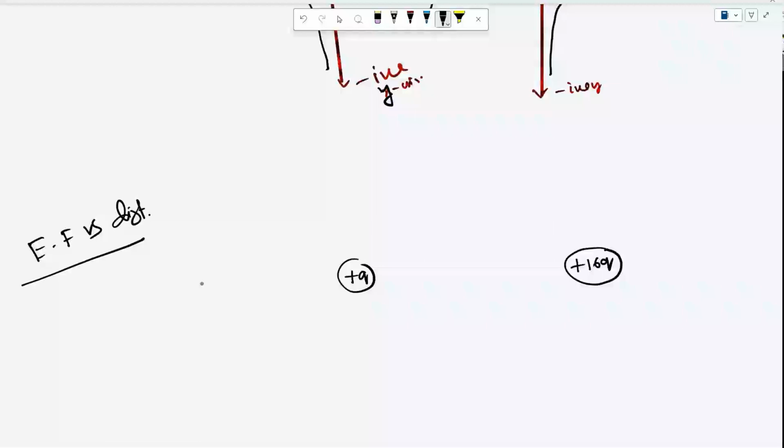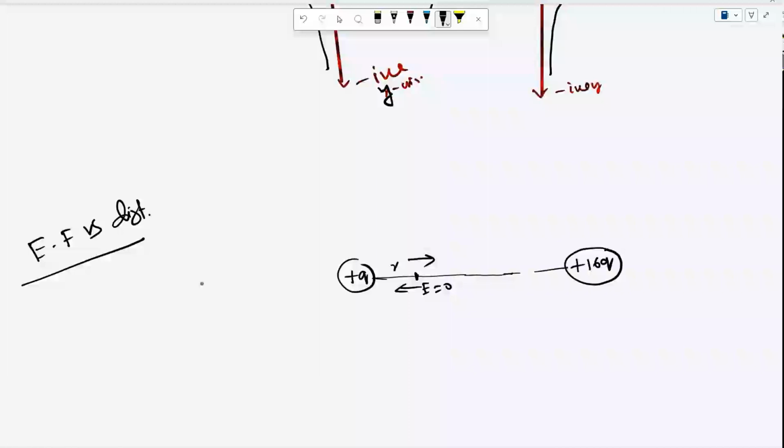Plus q and plus 16q. How to plot the graph here? See, this one plus q, this one plus 16q. Before we plot the graph, we must know the point where the strength of electric field is going to be equal to 0. Why? Because at some arbitrary point plus q will repel, this 16q also will repel. So there is a point where the force due to plus q and force due to 16q balance each other. At that point, the electric field is equal to 0.